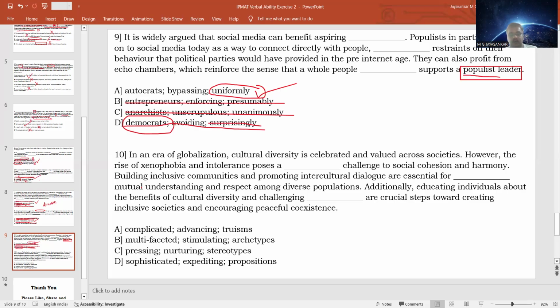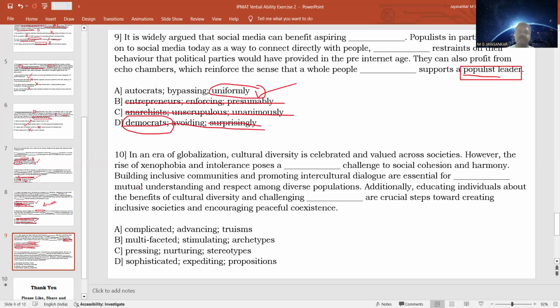Hatred for people belonging to a different caste or different color or different region. Such hatred is called xenophobia, or a fear of people belonging to different societies, speaking different languages, having different color. That is called xenophobia. Right now we are living in an age of xenophobia, and there's a challenge to social cohesion and harmony.